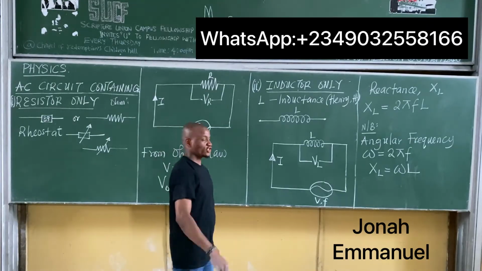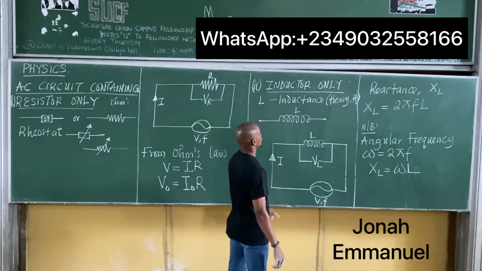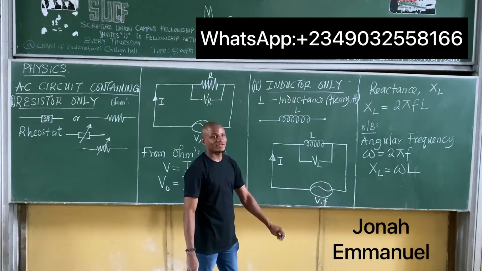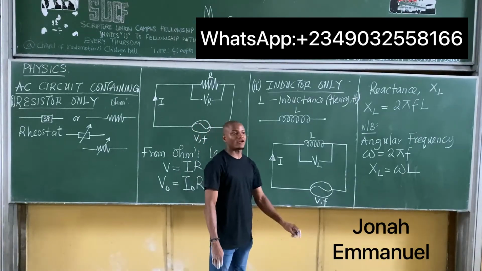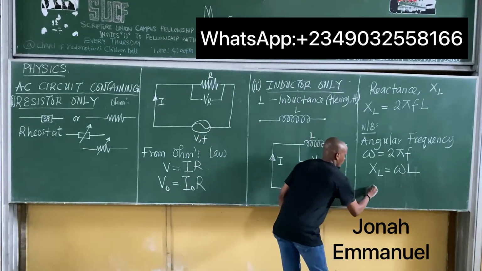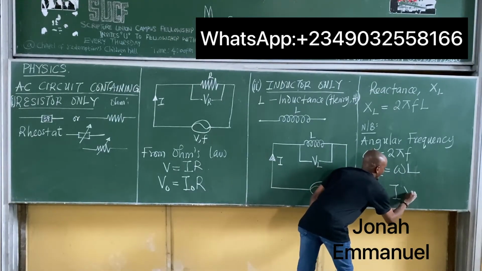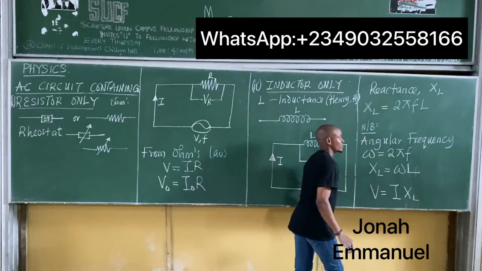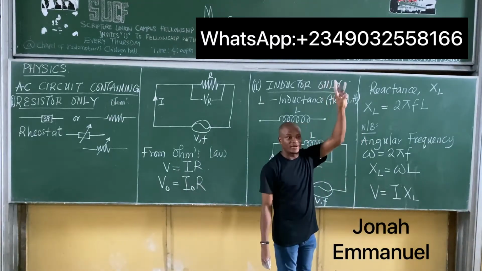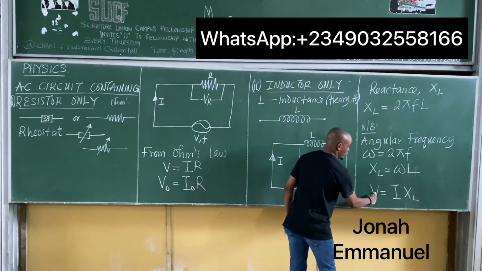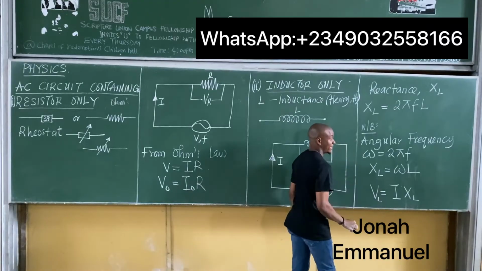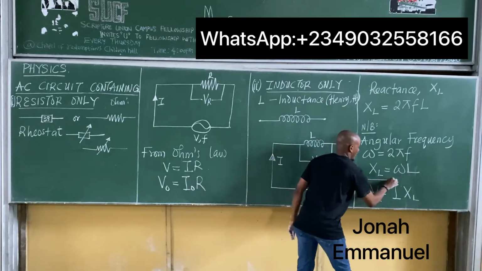While the voltage across the inductor circuit, VL, is equal to I XL. Worthy of note are these three formulas. First, the voltage across the inductor circuit VL is equal to I XL.